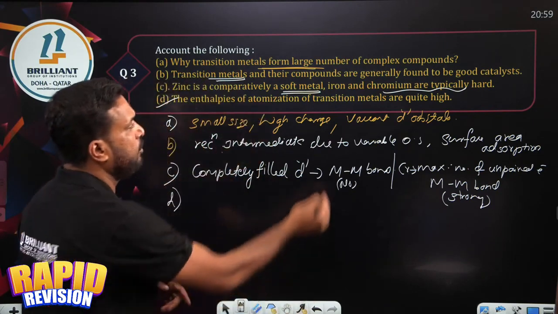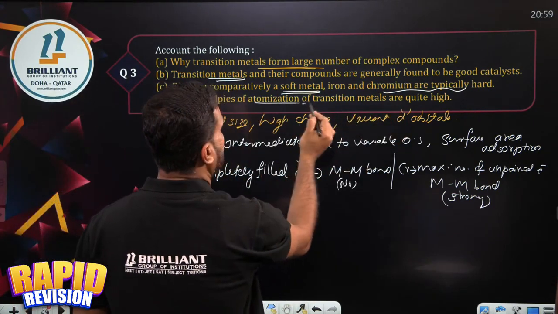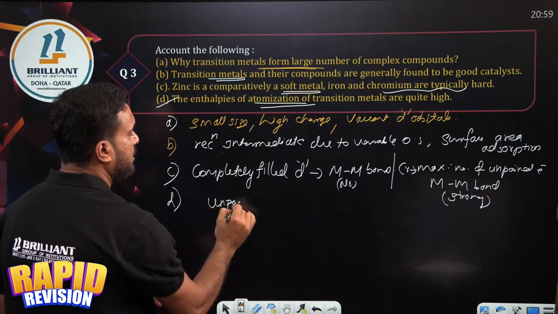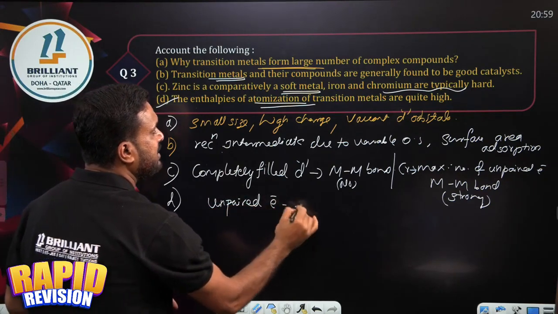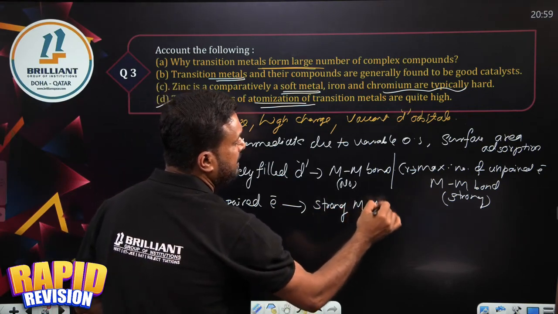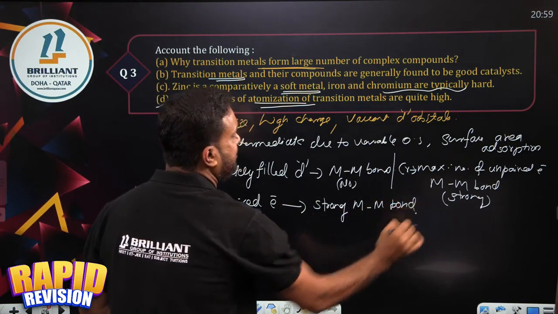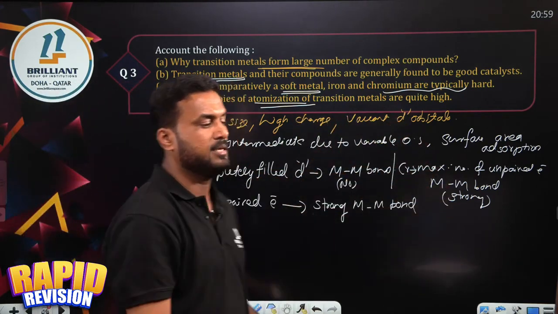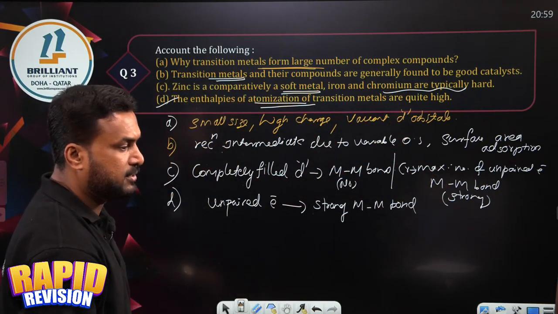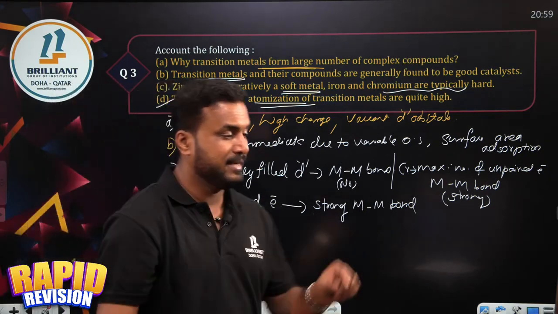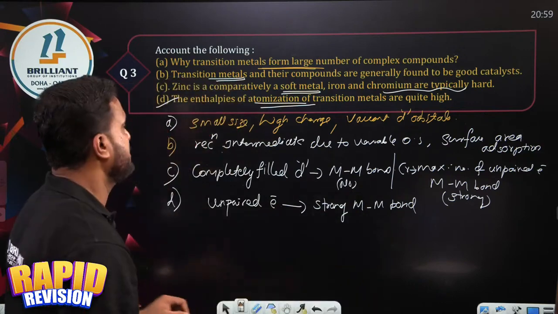Why do transition metals have high enthalpy of atomization? Because of unpaired electrons. When unpaired electrons are there, they can form strong metal-metal bonds. So if they form strong metal-metal bonds, the enthalpy of atomization will be large. I told you: unpaired electrons, and they form strong bonds. Yes, that is the right way you have to present the answer.